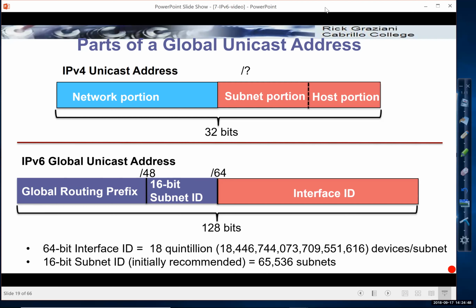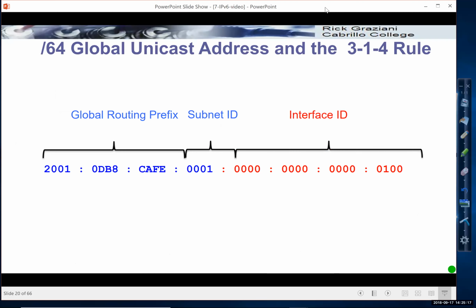This, by the way, is a very common global routing prefix allocation by service providers. They will typically give most organizations at least a /48, which leaves a 16-bit subnet ID. It could be even more. They might give you a /32, which gives you a 32-bit subnet ID. There are a lot of IPv6 addresses out there, so we don't have to worry about conserving address space. So let's say we have a /48. It's very easy to look at the global routing prefix, subnet ID, and interface ID.